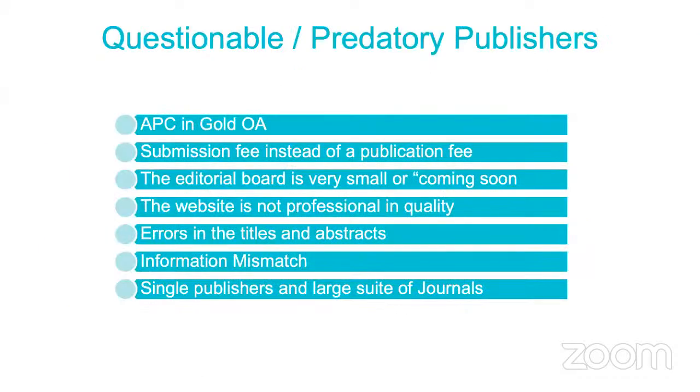Now, about questionable or predatory publishers. Again, author processing charges, APC, right? APC in gold OA is fine if it is a born OA journal that is asking for APC, but a born OA journal has to be of good quality. They should have an editorial board and a good website. You can compare these predatory or blacklisted journals with journals like Elsevier, and they can't beat Elsevier Science.